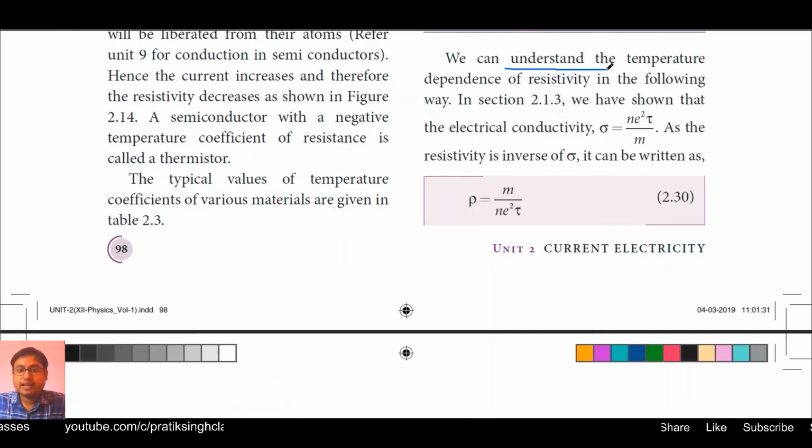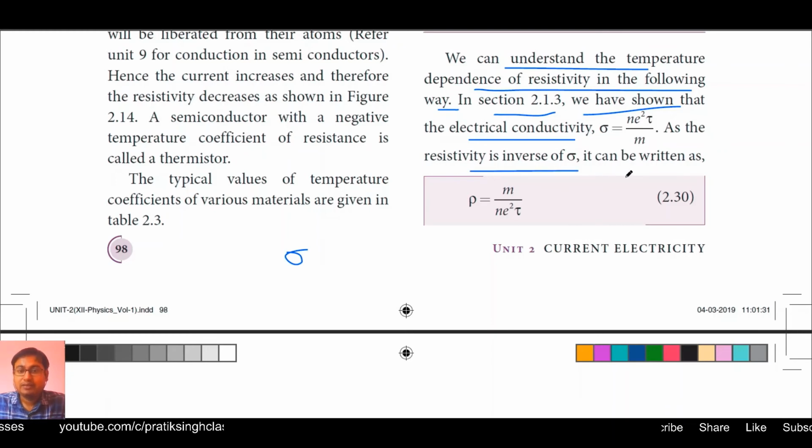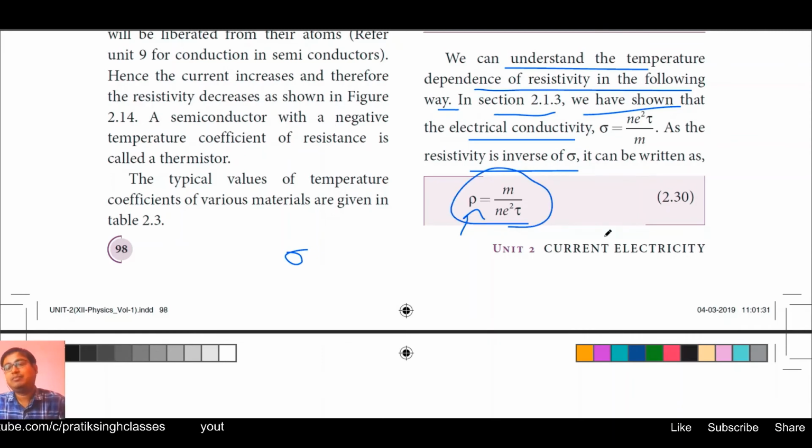We can understand the temperature dependence of resistivity in the following way. In section 2.1.3, we have shown that the electrical conductivity, always remember that conductivity and resistivity are opposite of each other. If in any material conductivity is increasing, its resistivity will be decreasing, and vice versa. There we have seen that sigma is equal to N e square tau by m. As resistivity is the inverse of conductivity, we can write rho is equal to m by N e square tau. So just keep in mind these equations to solve the numerical sums.